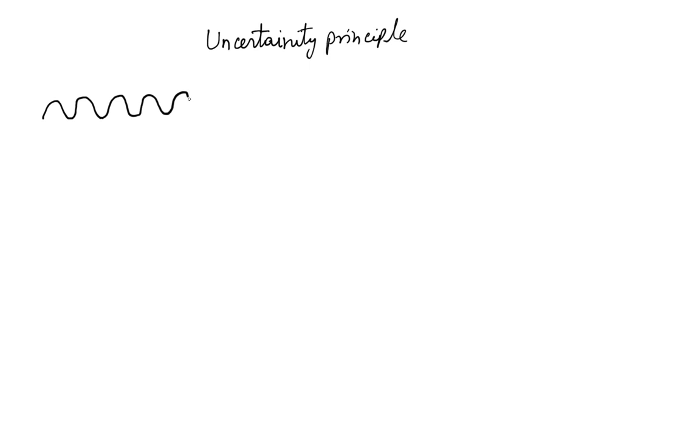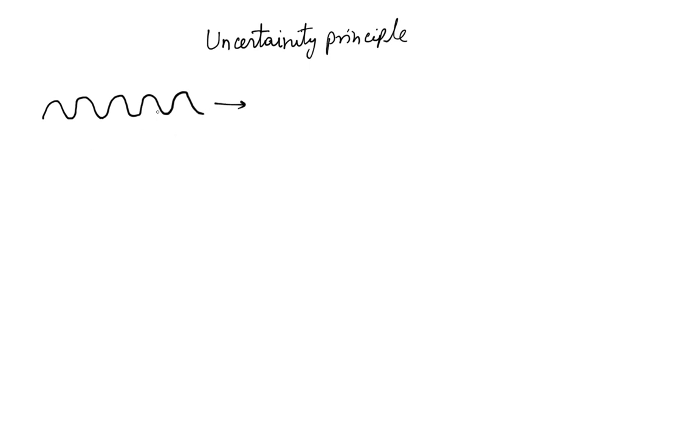We saw an example of uncertainty principle in the first class, but let's discuss a few more examples of uncertainty principle. So uncertainty principle is actually inherent in nature, and let's take some example. Let's say we have an electromagnetic wave traveling in a certain direction.